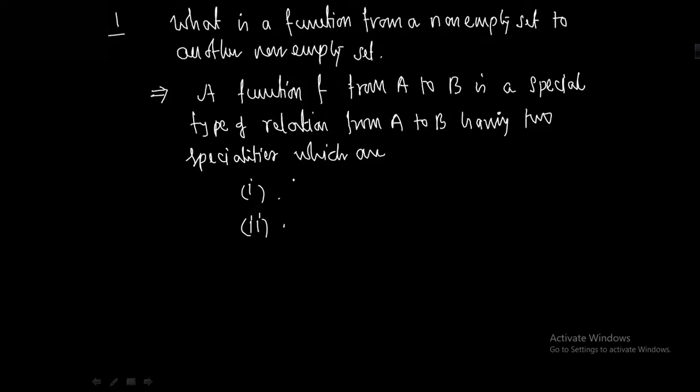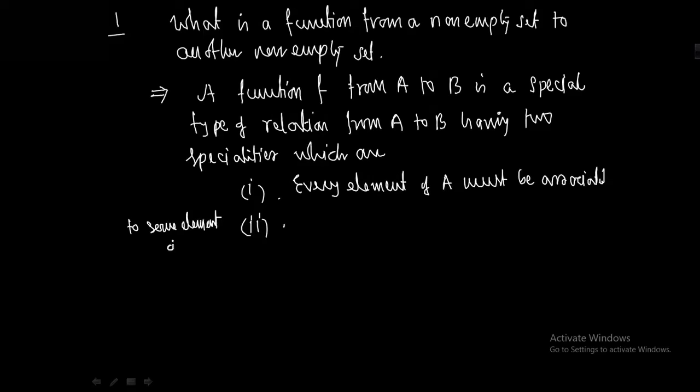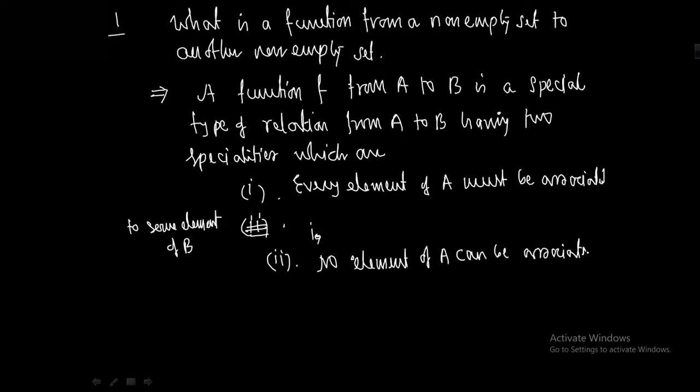Number one, every element of A must be associated to some element of B. And number two, no element of A can be associated to more than one element of B.